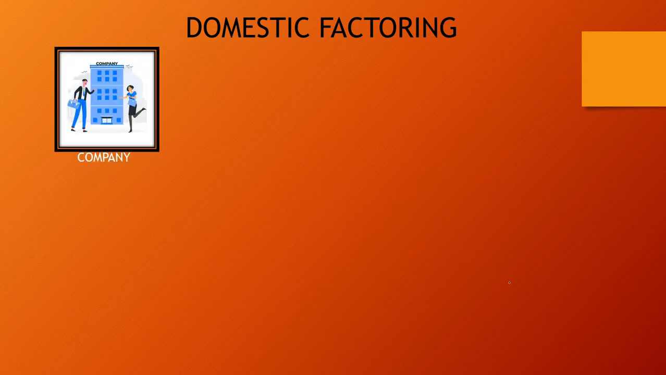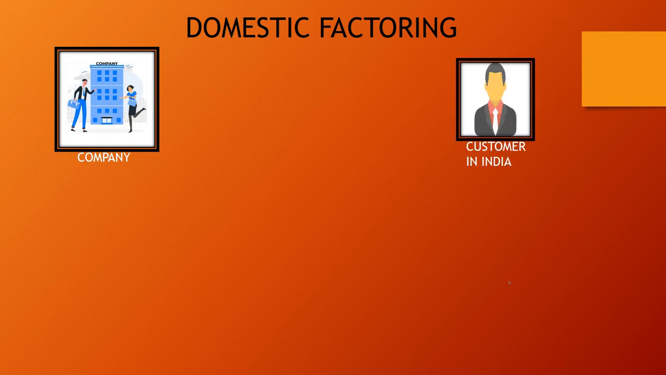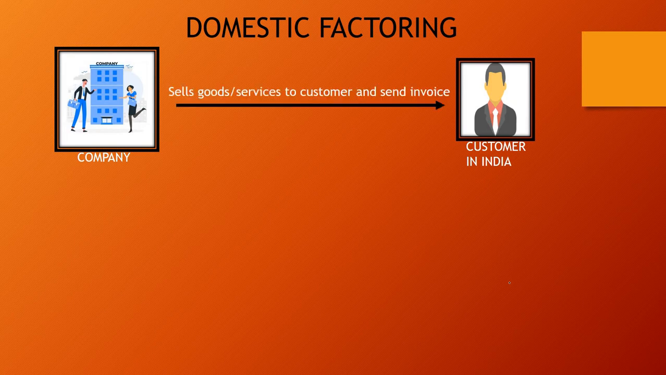nation, within the boundaries. So as we have discussed in the starting of the lecture, this is your company, this is your customer in India, because we are doing the domestic factoring. So this is a customer in India. The company is going to sell goods and services to the customer, and the customer is demanding credit and the company is giving the credit. So the customer will pay after 2 months.